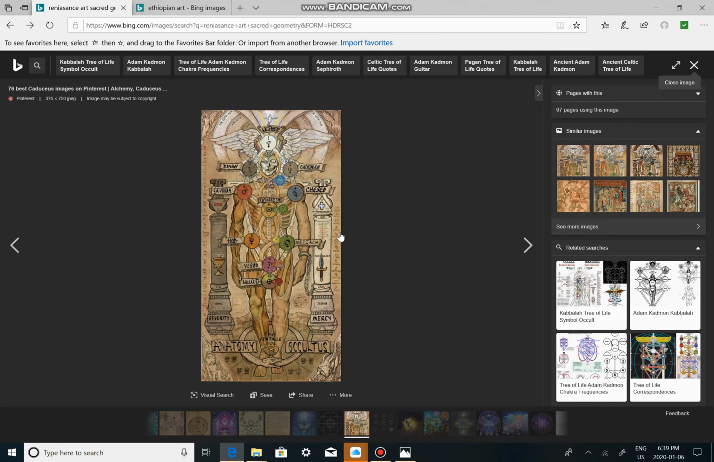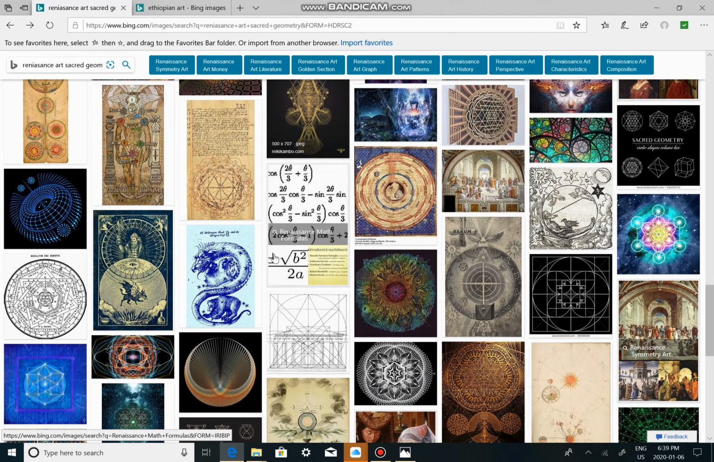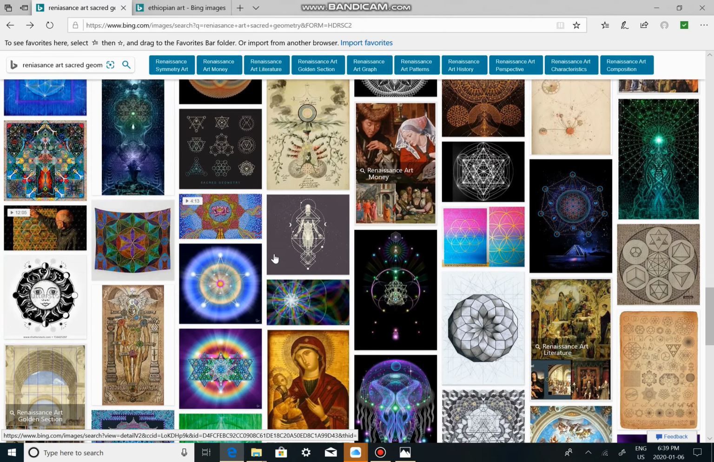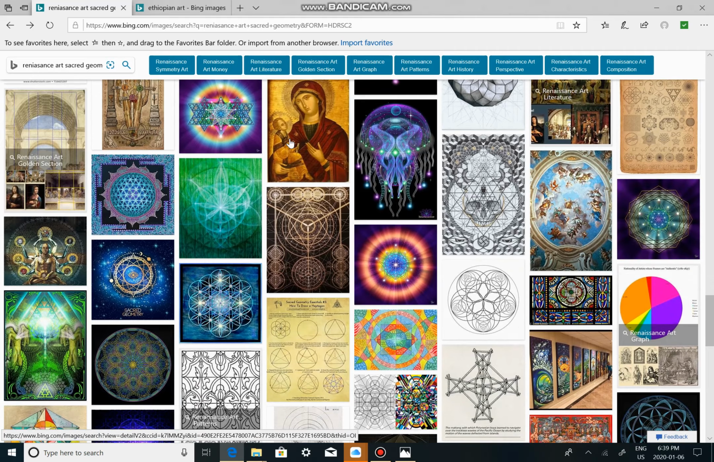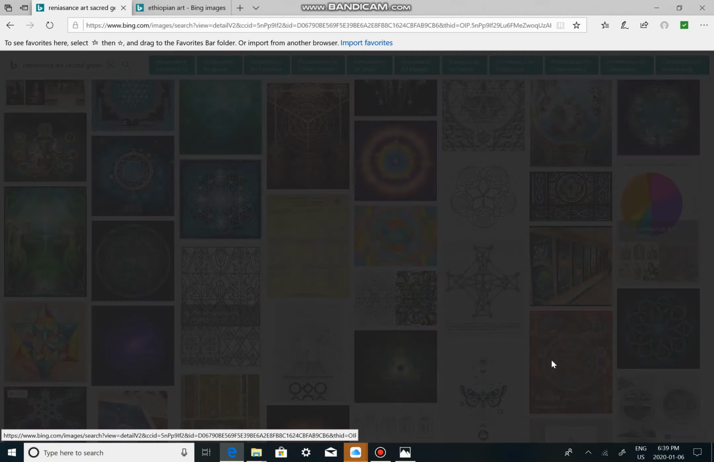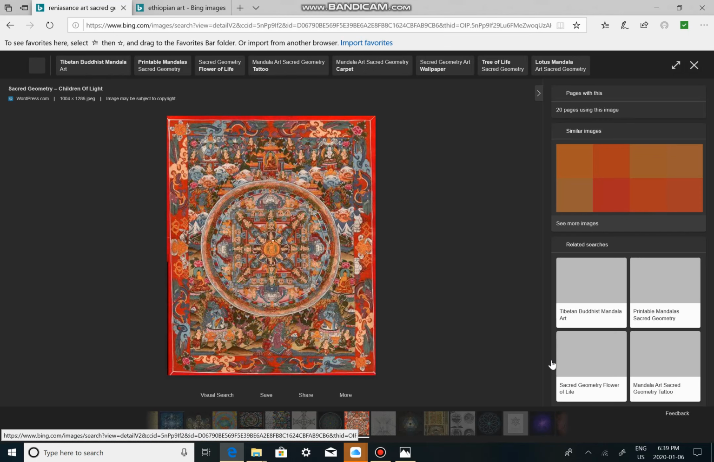Kabbalah has to do with that, but this is the tree of life, right? And this is the Kabbalah, it's really a metaphysical principle. So yeah, sacred geometry in the Renaissance, so you guys know. It's in all art across the world, whether it's in China, Egypt, whatever. It's all over there.